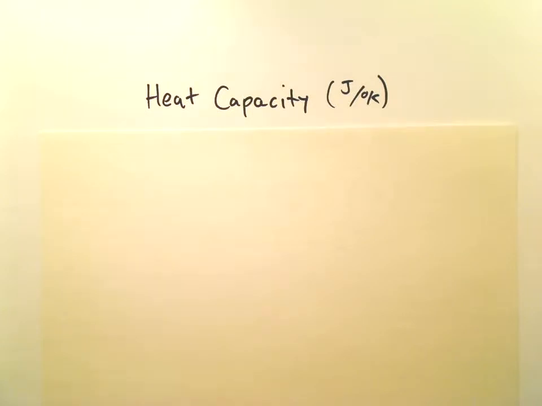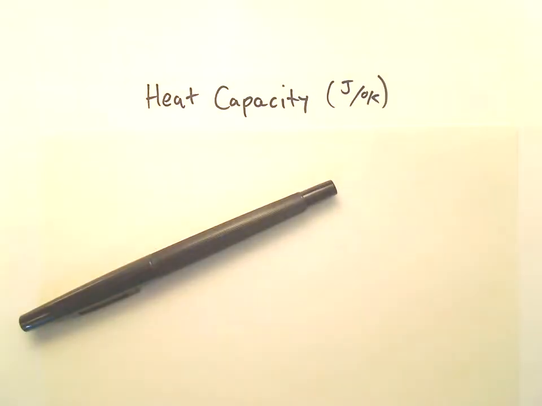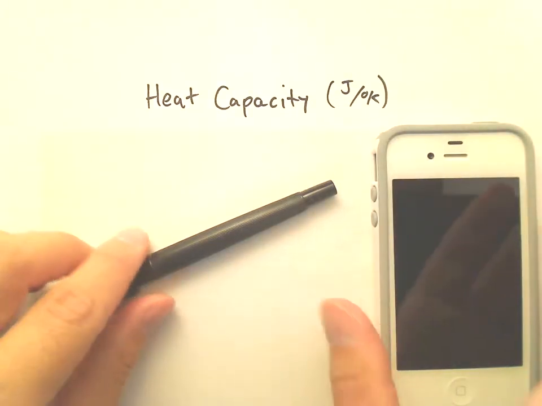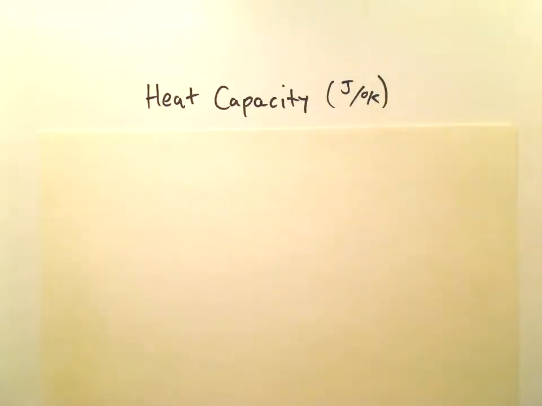Let's talk about heat capacity. Every object has a heat capacity. For example, this pen has a heat capacity. This phone has a heat capacity. Every solid, every liquid, every gas has a heat capacity.